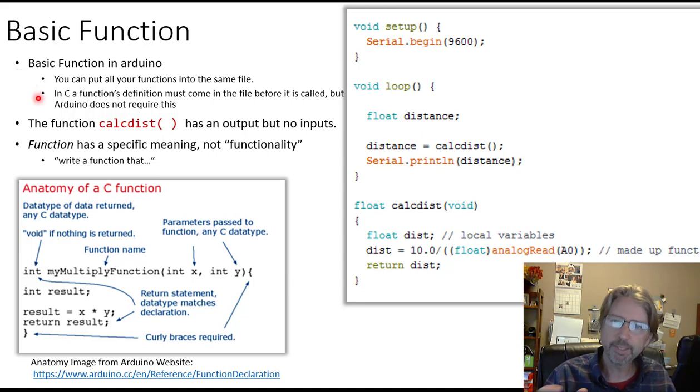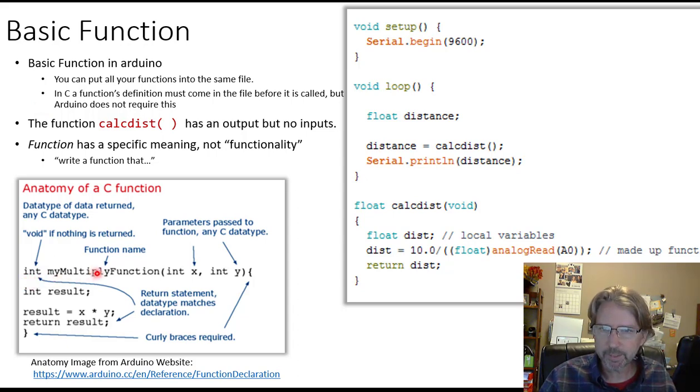In general C, the usual thing is to have the function definition before it's called. There are workarounds for this, but Arduino, because it has a wrapper around the program before it goes into the C compiler, you don't have to do this. But you'll see in a lot of cases the sub-functions are at the top, and then the main function is actually at the bottom of the file.